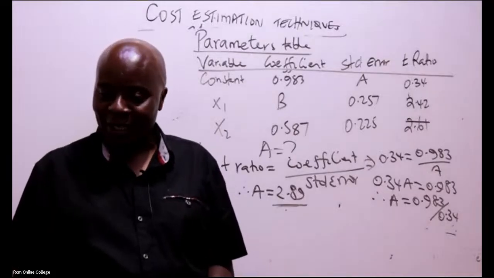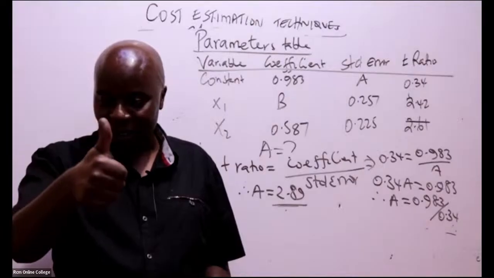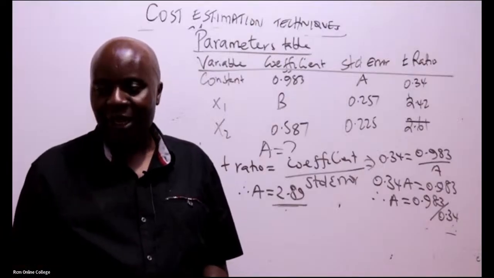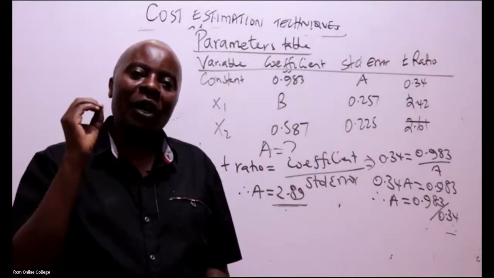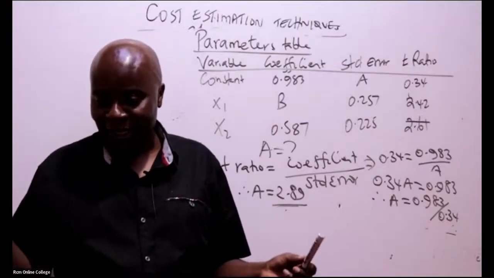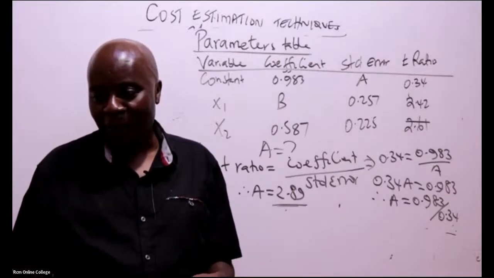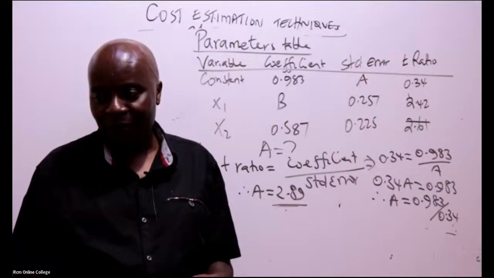So is that okay? Or is there anybody who has a question? Is this okay, how you have gotten A? Yes. Then can you kindly go ahead and give me the value of B now on your own? Try, even if you don't get it. You can see where B is. So go ahead and get the value of B.